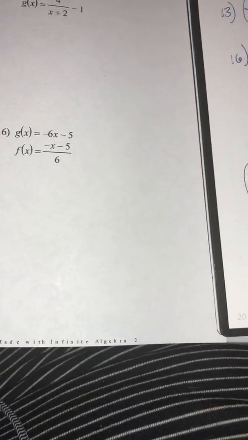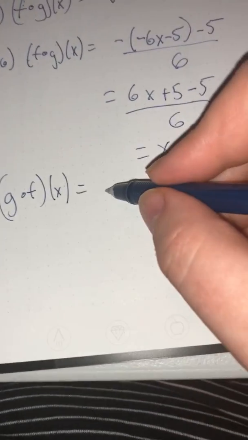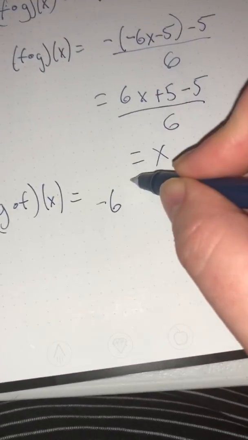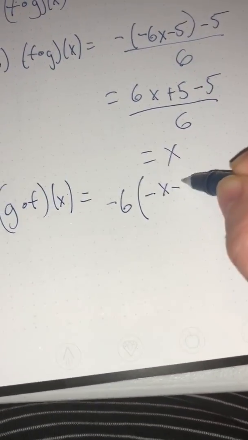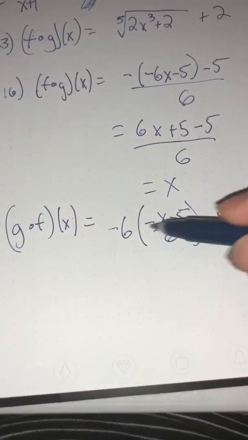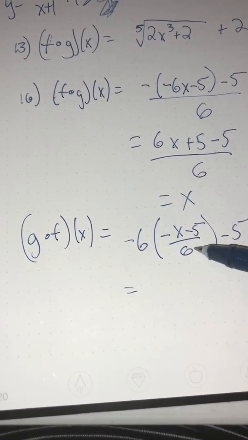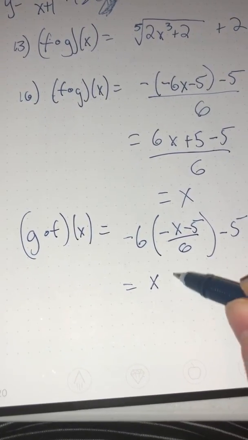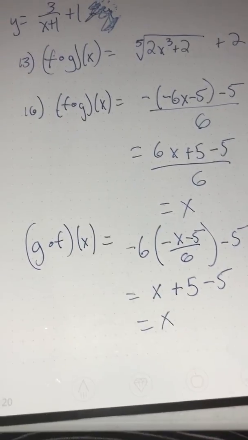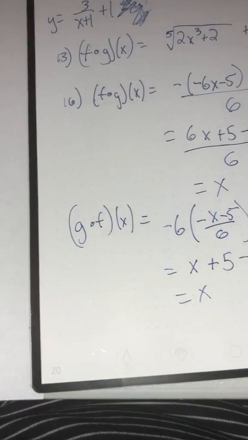Okay, let's take the f and put it into the g. So that's going to look like this. F into the g. So we have negative 6 and then that whole thing: negative x minus 5 all over 6, minus 5. Okay, so let's multiply through. If I multiply the negative 6 here, that's going to give me a positive x plus 5 on top, minus 5. Wow, what do you know? So yes, these two are inverses of each other. So that's how you tell if they are or aren't.